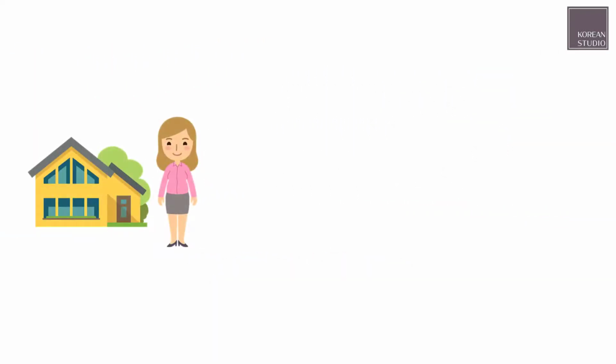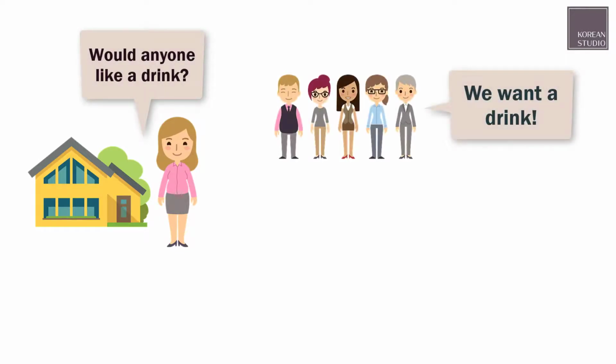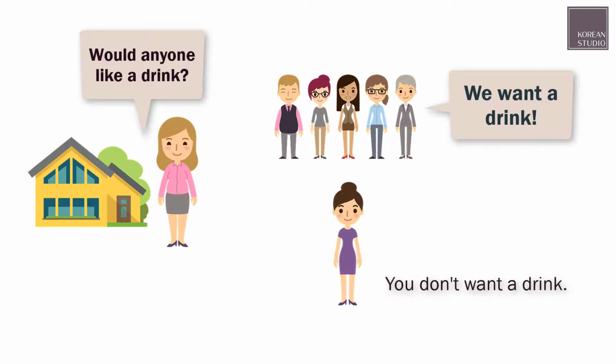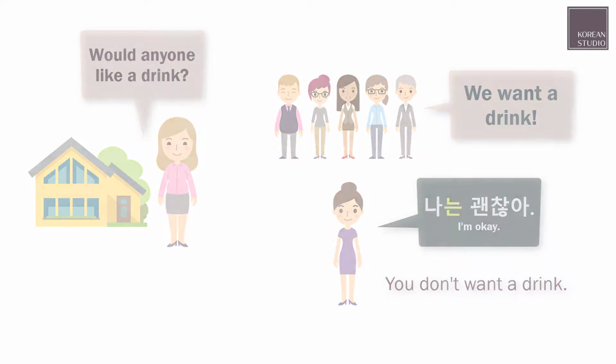To give you another example, let's imagine that you are at your friend's house and your friend is offering everyone a drink. Everyone tells your friend what they want, but you don't want a drink. So to tell your friend this contrasting bit of information, you can say 나는 괜찮아. I'm okay. 나는 괜찮아. So again, we have the topic particle 는, which is used to show contrasting information, which is that I'm 괜찮아. And 괜찮아 means to be okay. So another important use of topic particles 은 and 는 is to show contrasting information.